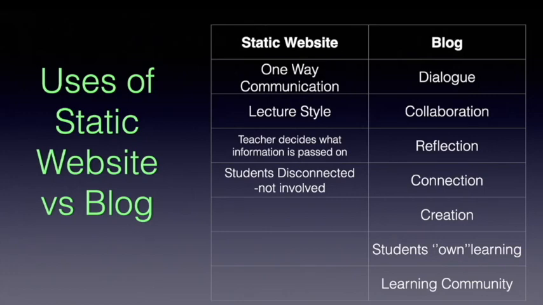It creates connection and creation. On the other hand, where static websites are used by a teacher, the teacher decides what information is to be passed on. In a blog, there is a kind of collaboration and students learn. There is a community that is involved in a blog. Students are not disconnected, but rather are collaborative. They include dialogue, reflection, connection, creation.